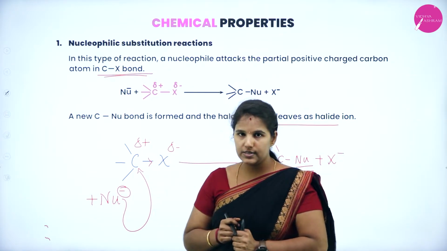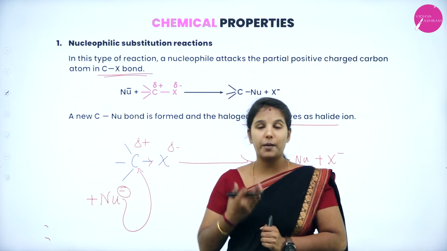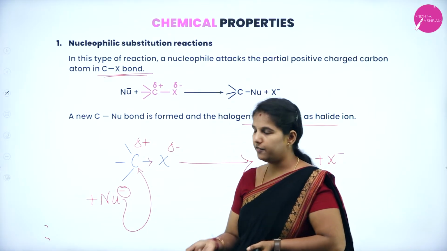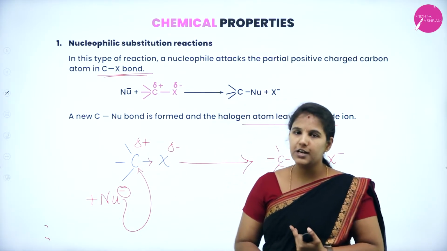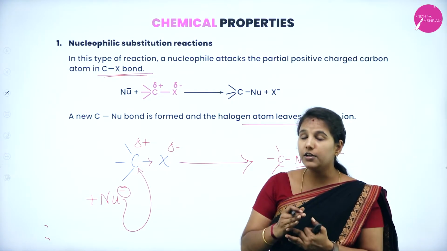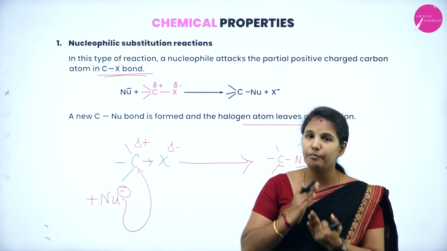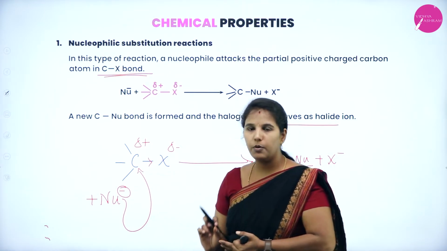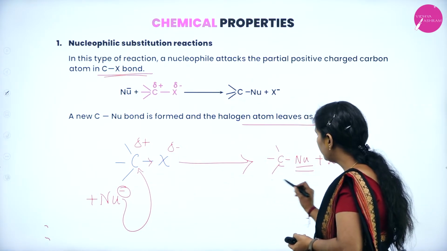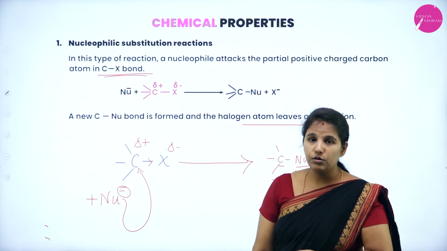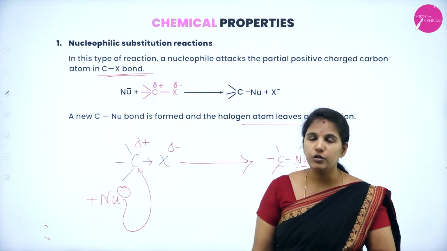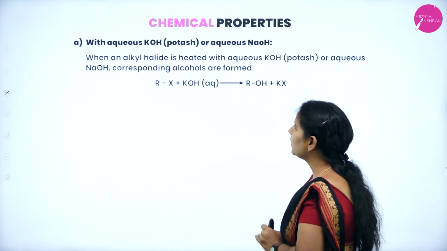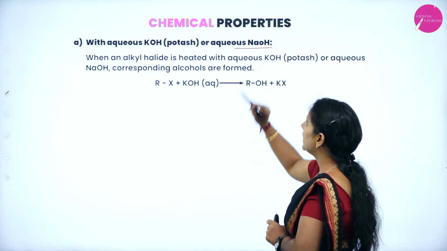Since we are talking about the nucleophilic substitution reaction, if you consider the general representation of a haloalkane, we know that haloalkanes are generally represented as C-X, where the carbon has a partial positive charge, whereas the halogen has a partial negative charge. The nucleophile's character is to attack the positively charged center, that is the carbon atom. Thereby, it forms a new bond between the carbon and the nucleophile. This kind of reaction is known as what? Nucleophilic substitution reaction.